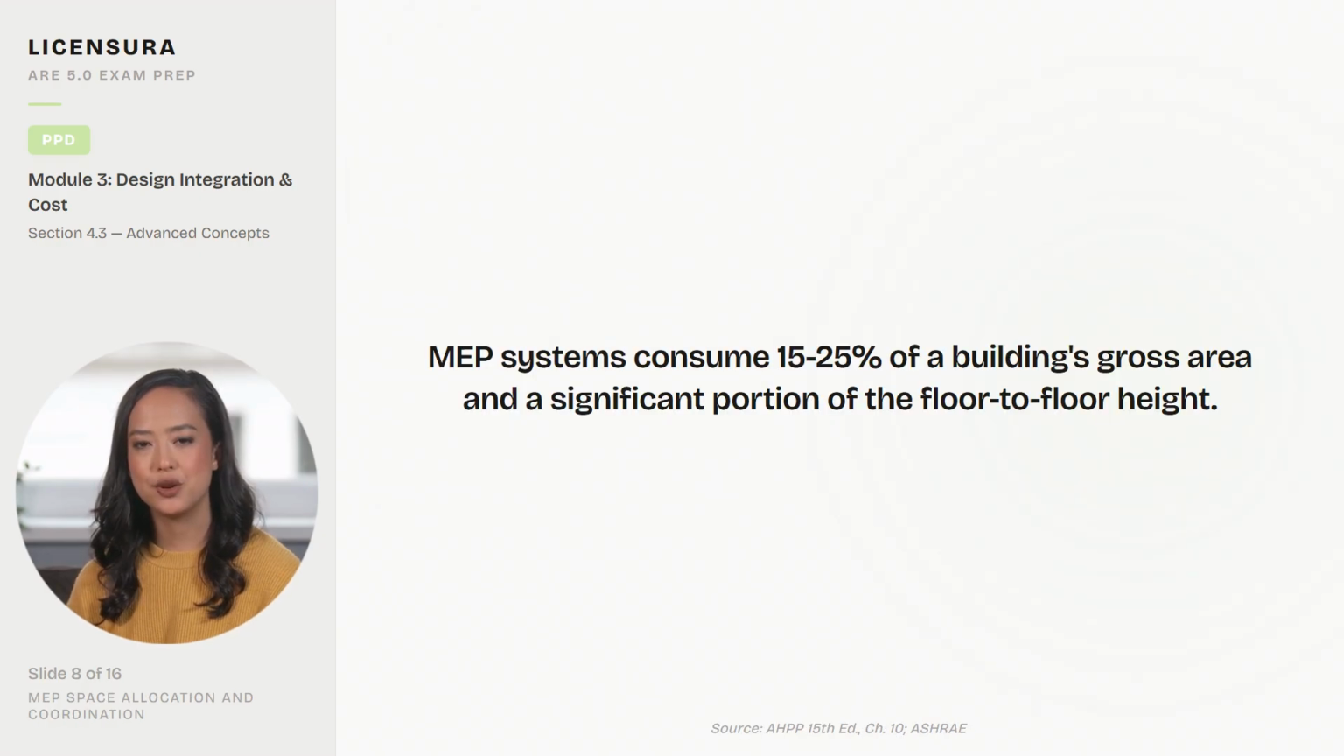MEP systems consume 15 to 25% of a building's gross area and a significant portion of the floor-to-floor height. Inadequate space allocation for MEP is one of the most common coordination failures and a leading cause of change orders.